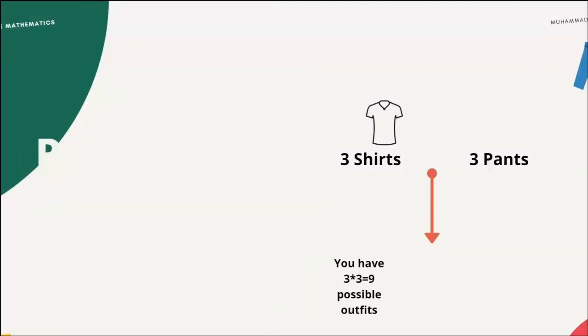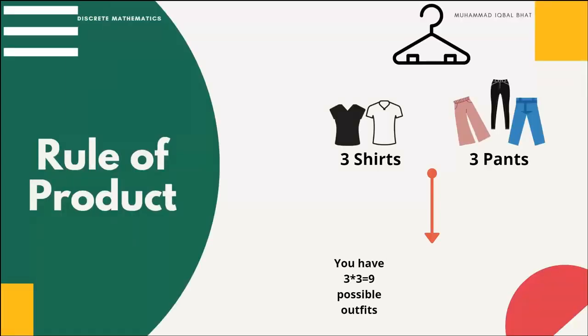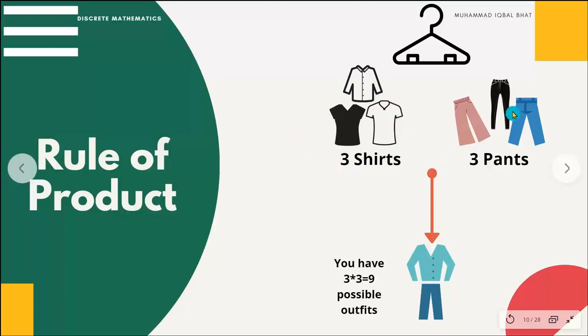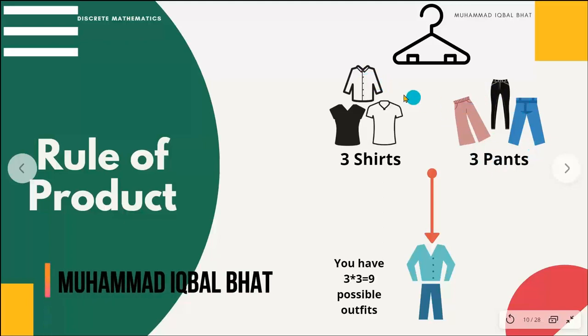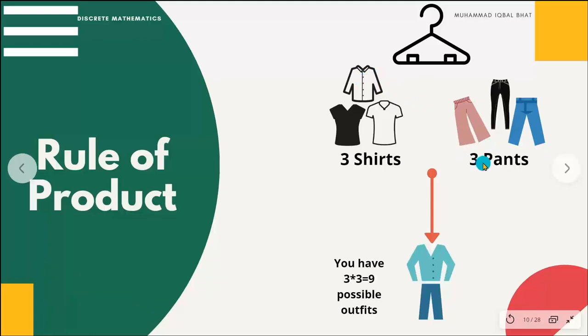For example, if you have 3 shirts and 3 pants, what are the possible outfits for you? Task T1 is that I have 3 shirts, and task T2 is that I have 3 pants. With every shirt I can wear any of these 3 pants. If I choose the first shirt, with this shirt I have 3 ways, so this is task 1 followed by task 2. With shirt 1 I can wear pant P1, P2, P3, so there are 3 ways. With shirt 2 I can wear pant P1, P2, P3, 3 ways. 3 plus 3, 6 ways. And with shirt 3, I have 3 ways, pant P1, P2, P3. So in total, I have 3 plus 3 plus 3, 9 ways.